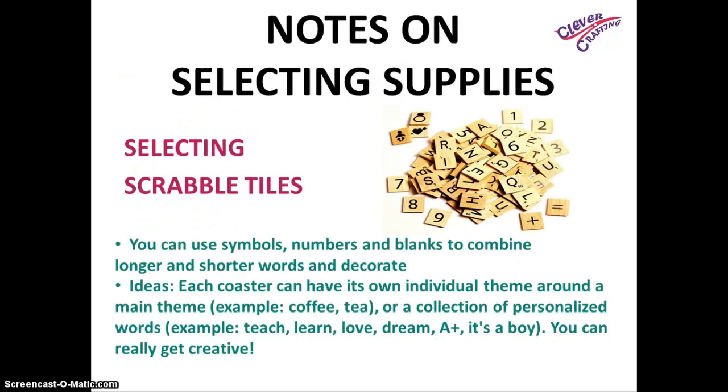Now, in terms of selecting your supplies, the most tricky part obviously is picking what you want the coasters to say and what design you want them to have. You can use symbols, numbers, and blanks to combine with letters, so that if you have a shorter 3-letter word, you can add a symbol or a blank tile to fill out that line, and you can sort of mix and match. So each coaster can have its own individual theme around a main theme.